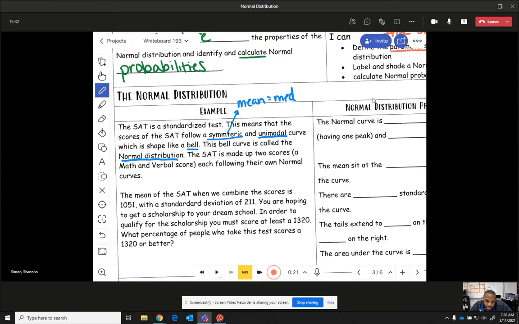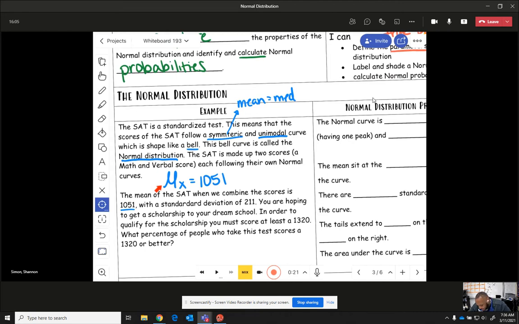Your SAT is made up of two scores, a math score and a verbal score. They're both normal, and when we combine those two scores, it turns out that you also get another normal value. When we look at the overall SAT, the mean, when you combine scores, is 1051. We call the mean mu of x, and that's equal to 1051. It's a Greek letter, which means it's a population value.